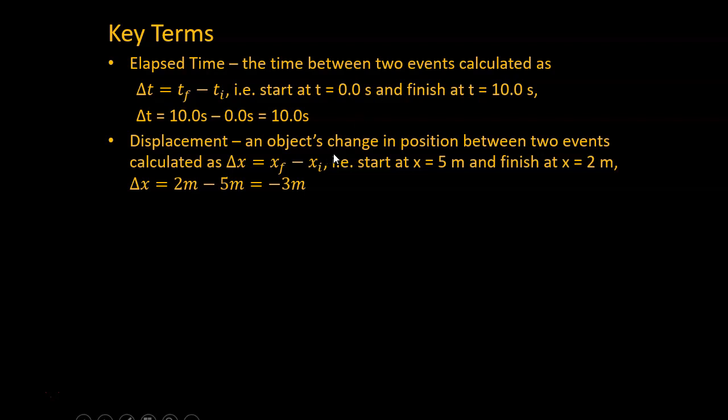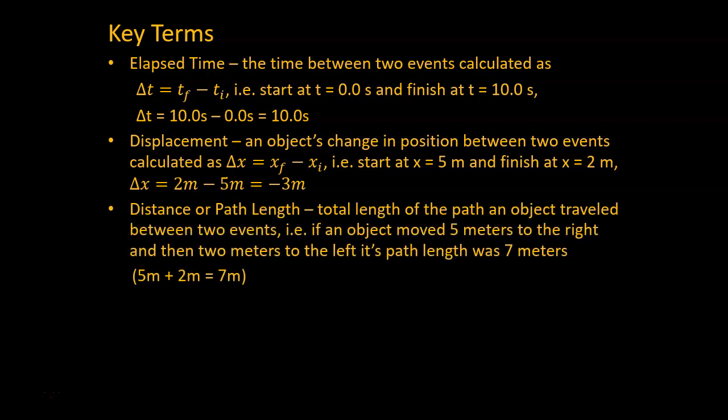Displacement is an object's change in position between two events, calculated as delta x, the symbol for displacement, is equal to the position at the final time minus the position at the initial time. For example, the object starts at position 5 meters and finishes at position 2 meters. The displacement, delta x, is equal to 2 meters minus 5 meters, which is equal to negative 3 meters. Yes, displacement can be negative, and that just means that the object moved in the negative direction instead of the positive direction.